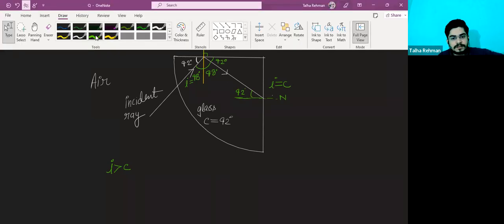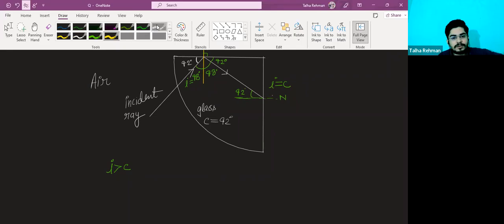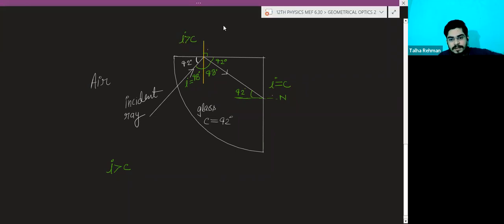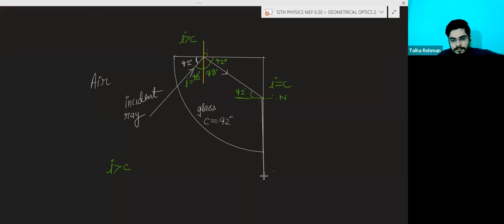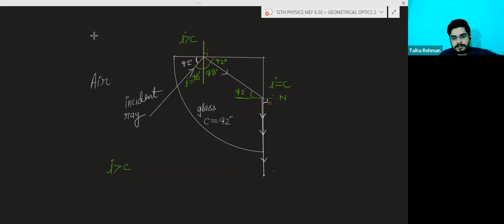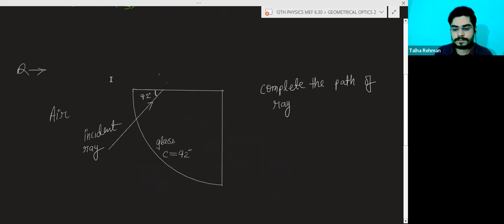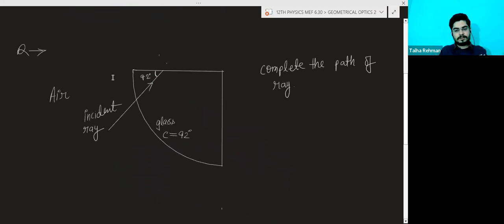Grazing will take place. So the light ray will move like this. I'm just making it green color. Okay, no problem. So light will travel like this. Finally, this will be the path of the light. Why? Because the angle of incidence becomes equal to the critical angle, so the angle of refraction will be 90 degree. Okay, so take the screenshot.